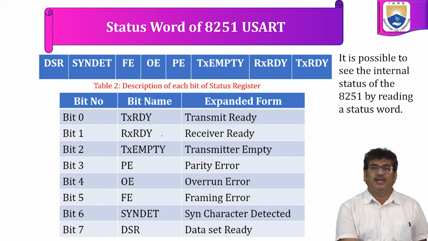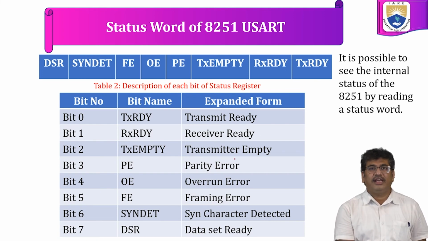Bit 1 is for receiver ready. By checking the status register for this bit, we can know whether the receiver is ready or not. If RX RDY is 1, it indicates the receiver is ready for receiving the data, so that the processor can read the data from the buffer.